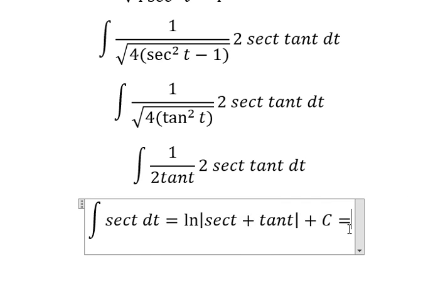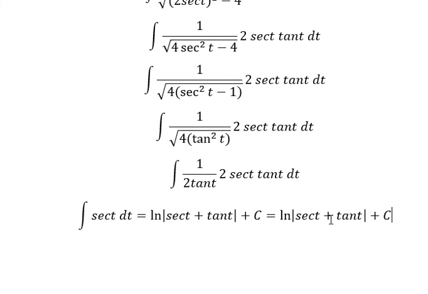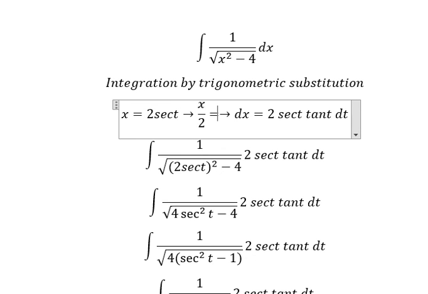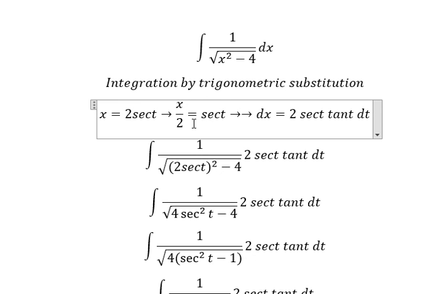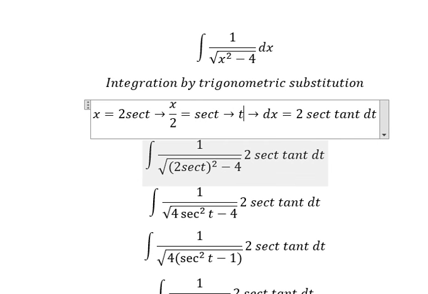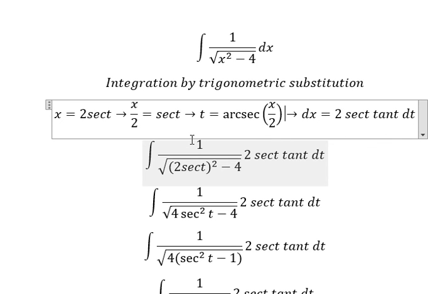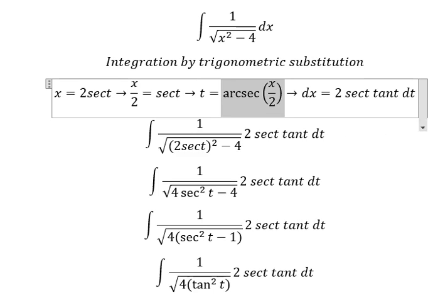About t, we know that this is from here. So we need to divide both sides by 2. And now we can find the value of t equals arcsecant of s over 2. So I will put this one to change for t.